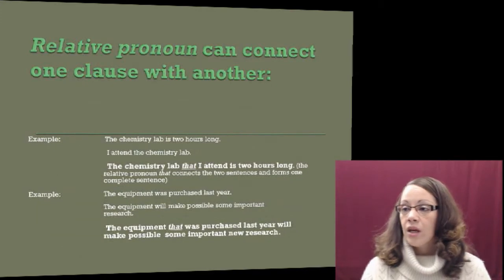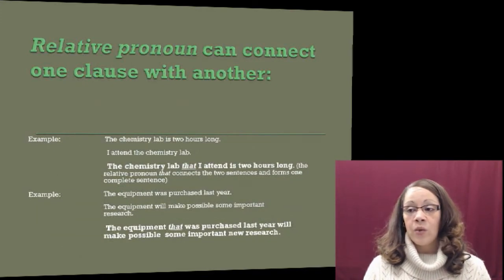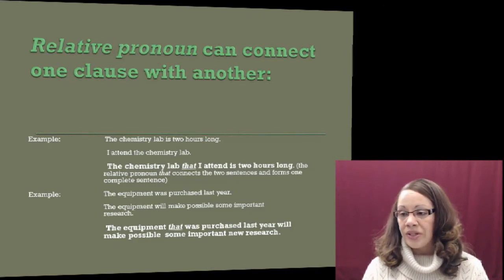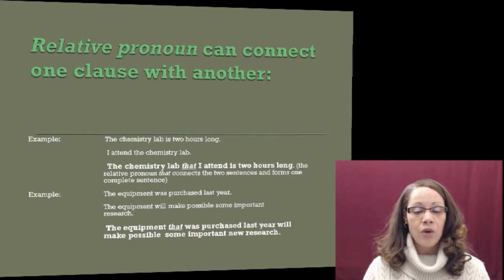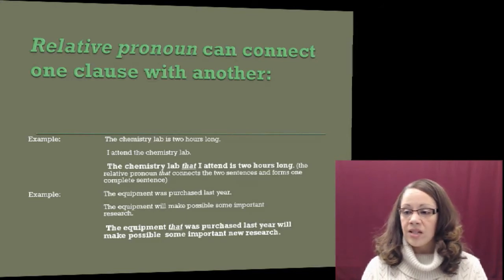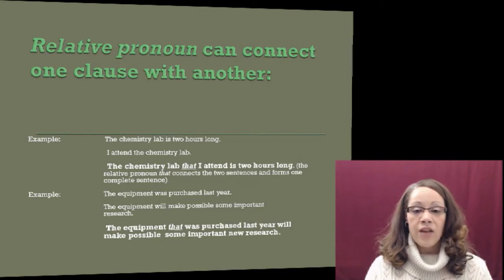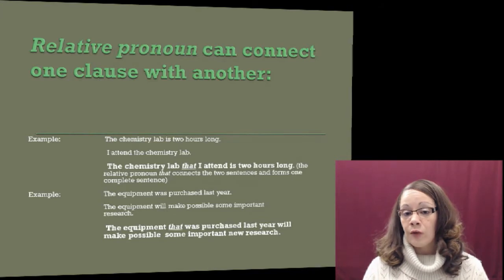Okay. We do have our first definition of relative pronoun. It can connect one clause with another, and I have a couple of examples here for us. I have two sentences or two independent clauses that I'm going to combine into one complete sentence. So we have one example of our one simple sentence: the chemistry lab is 2 hours long. In another module early on, you learn how to find subjects and verbs. So let's do some practice here together.